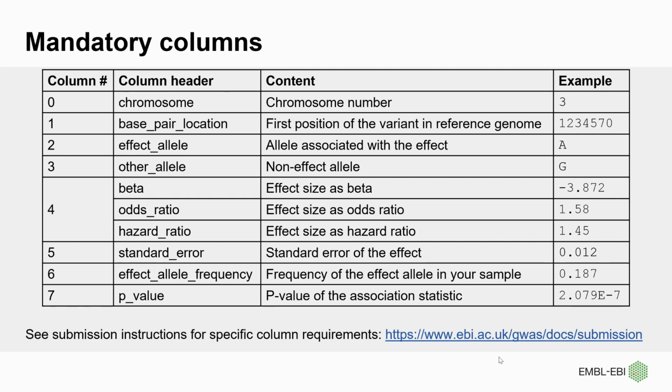A quick note here that if you want to provide the effect size in more than one form, so maybe as a beta and as an odds ratio, you can only put one of them in that column position 4, but you can add the others at the end of the file as an optional additional column. So column 5 is the standard error of the effect, followed by the frequency of the effect allele in your sample, and column 7 is the p-value.